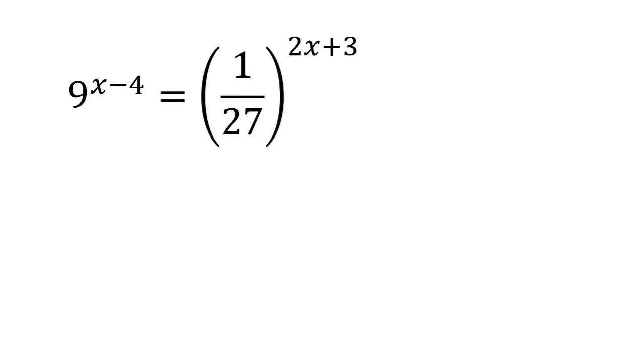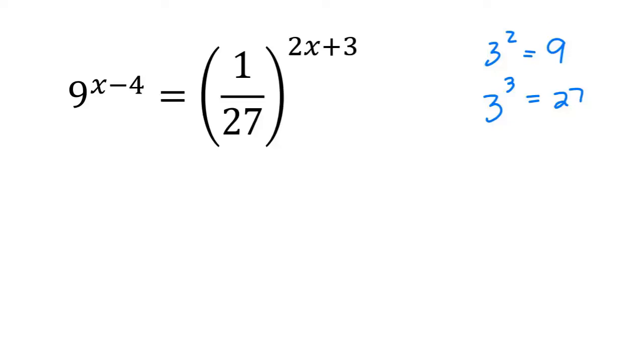All right, so for this one, I have a 9. Can I put 27 as a base of 9? What's 9 squared? That's 81, right? So I can't get this into a base of 9. What's my other option then? 3. I want to do base of 3. Because I know that 3 squared is 9, and I know that 3 to the third power is 27, right? So both of them can be written as a base of 3.